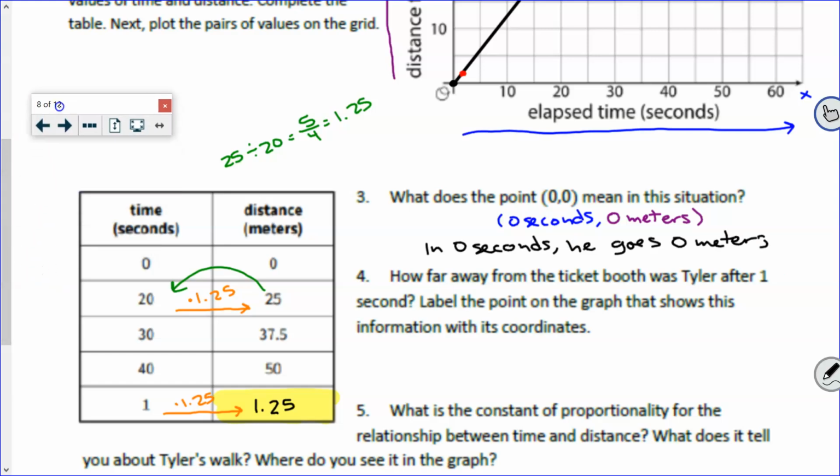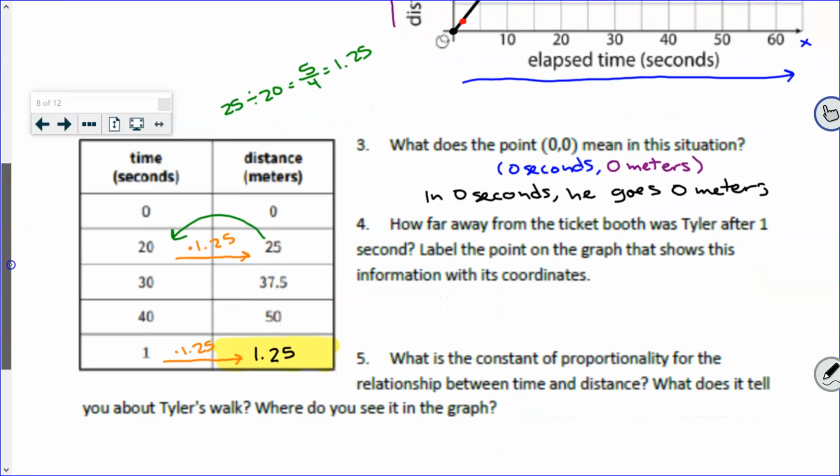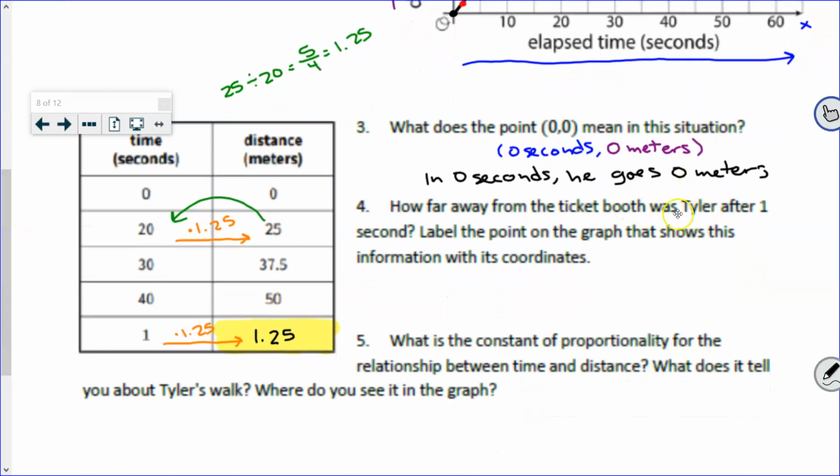Here's where it gets to be challenging. How far away from the ticket booth was Tyler after just 1 second? Can we find that point on the graph? Yeah, we can. In fact, we already have, right? What did you come up with, Emma? Good, 1.25 meters away. We actually see that information on our table, don't we?